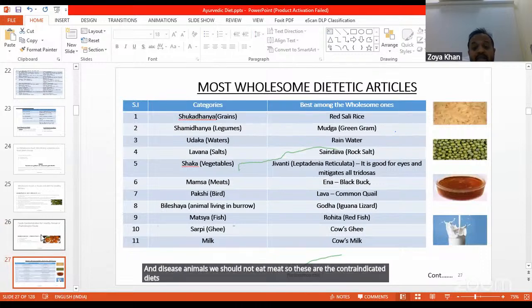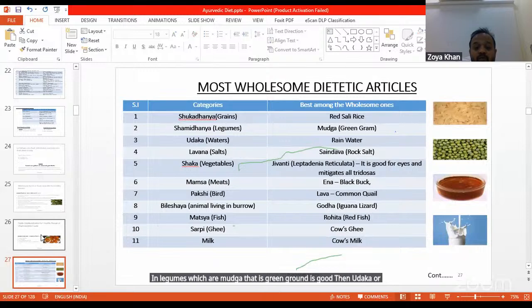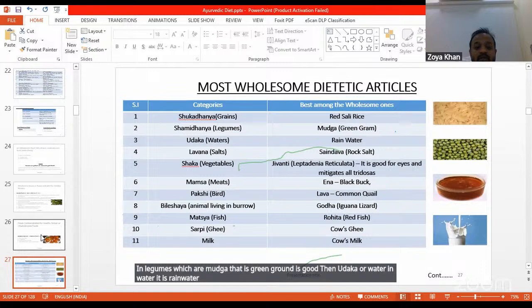So now, the most wholesome dietetic articles. Let's understand from the grains. If we talk about the grain categories, Shukadhanya, the best among the Shukadhanya is red sali rice. In legumes, mudga, that is green gram, is good. Then udaka, water: rainwater. Lavana: rock salt. Vegetable, shaka: jivanti. Jivanti vegetable is really good. It is good for eyes and mitigates all 3 doshas. Mamsa: ena, black buck, is good among mamsa. Pakshi, bird: lava, common quail, is good.